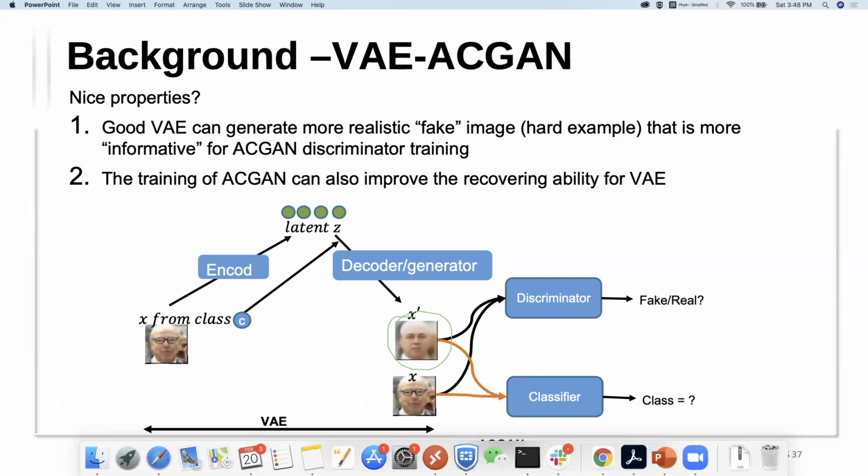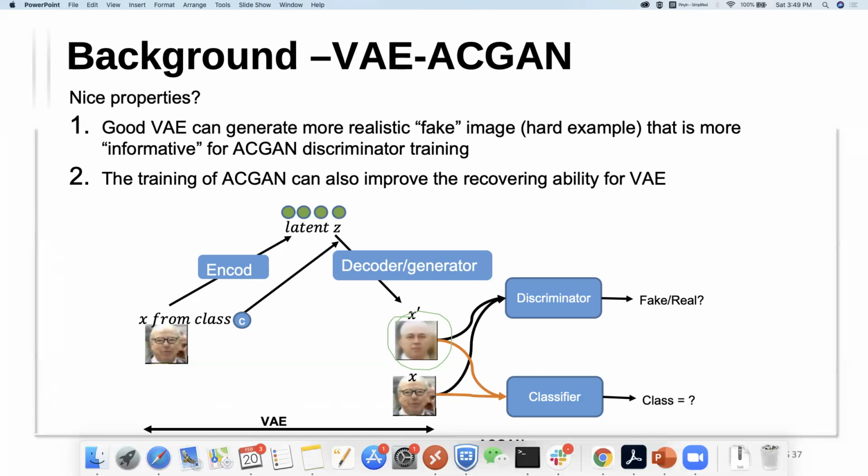Okay, let's go with your second point: training AC GAN also improves the VAE. Why is this the case? Because a good generator can fool the discriminator, right? Which means your recovered image is quite good and looks very similar to your original X, so the discriminator cannot tell the difference. That is the goal of GAN. The goal of VAE is just to reconstruct; you want to minimize the reconstruction error. So I'm thinking maybe AC GAN can in turn help to minimize this reconstruction error.